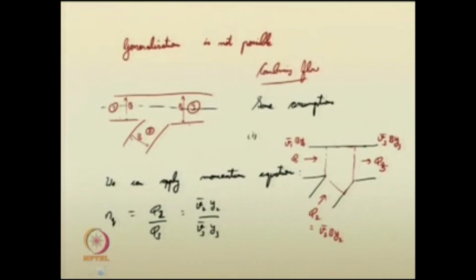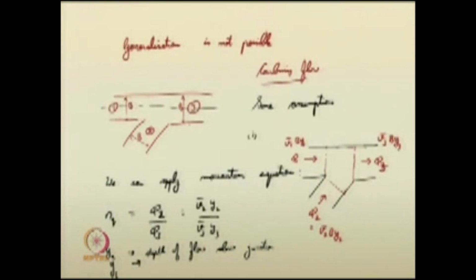So, we are suggesting quantities YA, depth of flow above junction, and YB, depth of flow below junction. So, you can now assume a ratio NY which is equal to YA by YB.